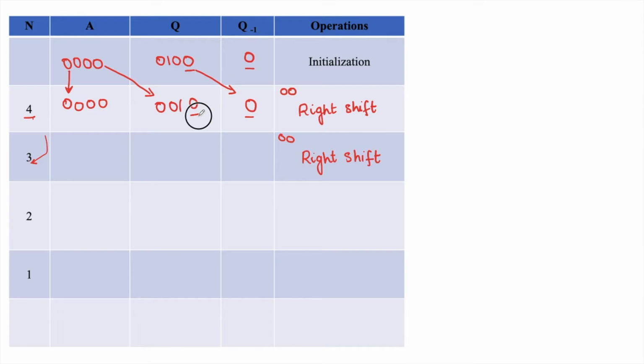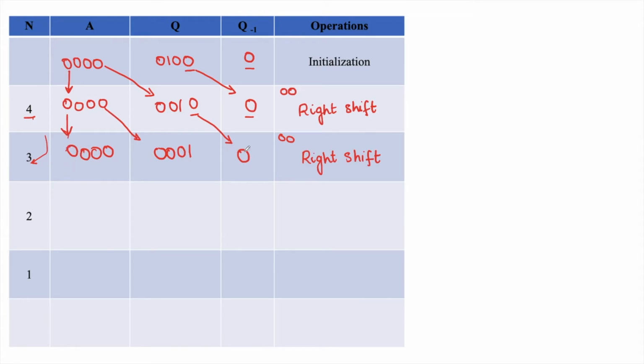What happens? The 0 will be shifted to Q minus 1. Retain these 3 bits as such. Bring 0 from A because we are shifting. All these bits are shifted by one place. And retain the other 3 zeros here. Just drop down the 0 as a first bit.